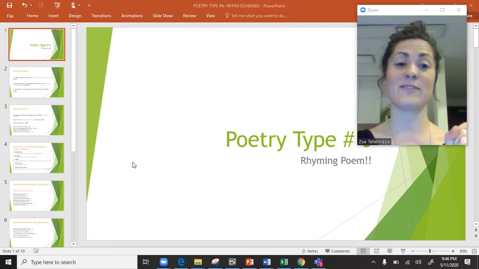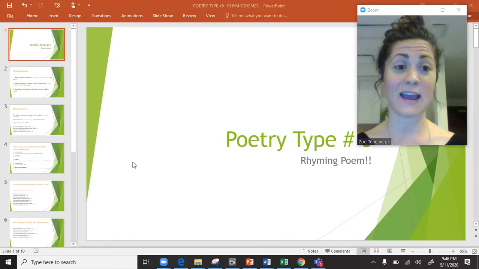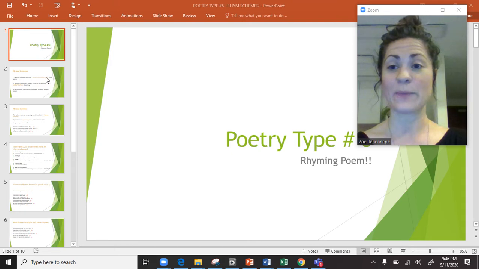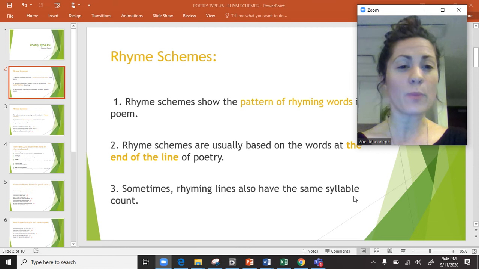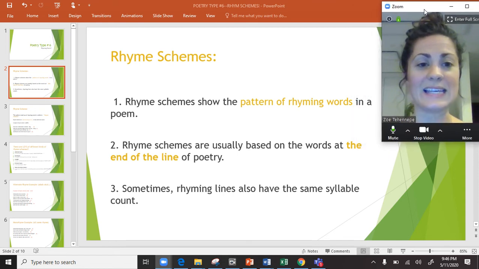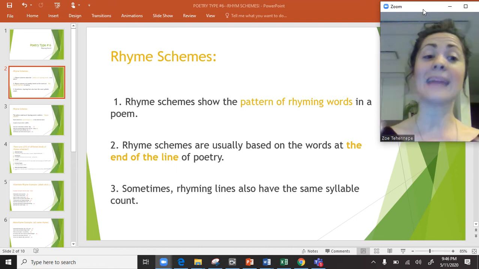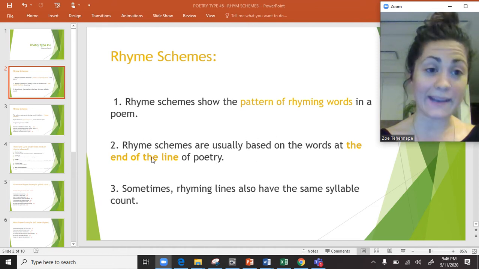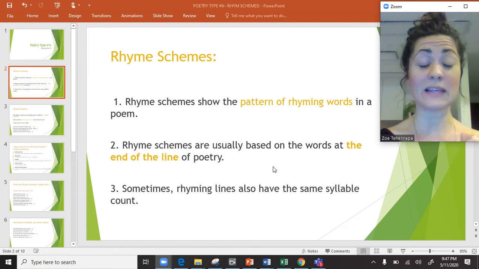The final type of poetry that we're doing is, I think, the type of poetry that you've kind of been expecting the whole time, which is a rhyming poem. We're working our way into rhyme scheme and what that's all about. Rhyme scheme is really important in poetry, and rhyme scheme means the pattern of rhyming words in a poem. And at the level that we're at right now, it's talking about the rhyming words at the end of each line of poetry, okay? Sometimes rhyming lines also have the same syllable count.